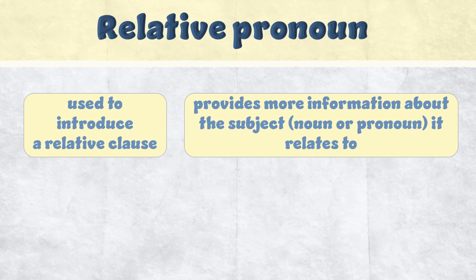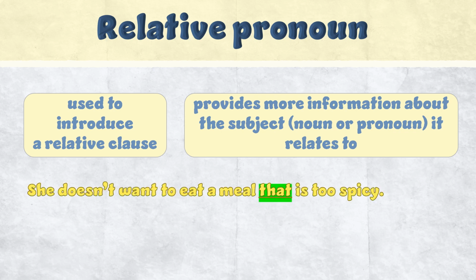A relative clause is also known as dependent clause, which means that it can't stand by itself as a complete sentence. Words such as who, that, what, these all introduce a relative clause. Let's see some example. She does not want to eat a meal that is too spicy. So here, that is relative pronoun because it is introducing a relative clause.